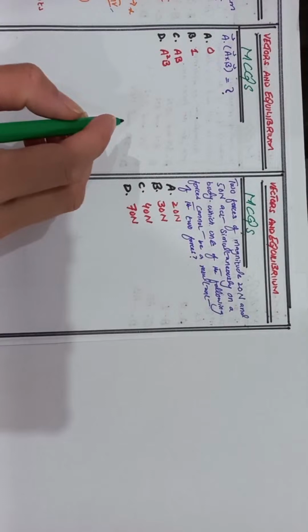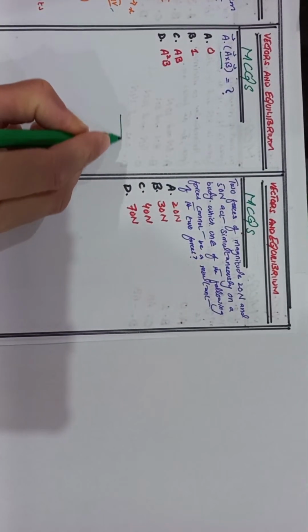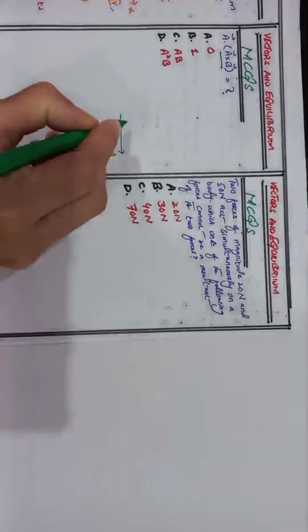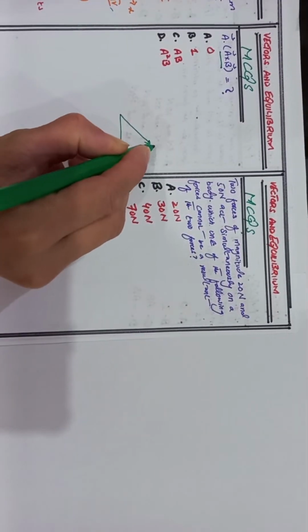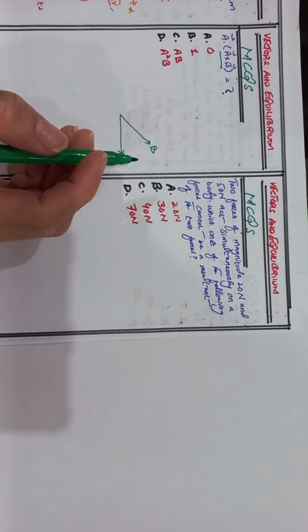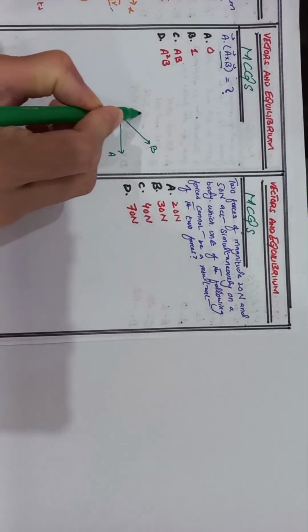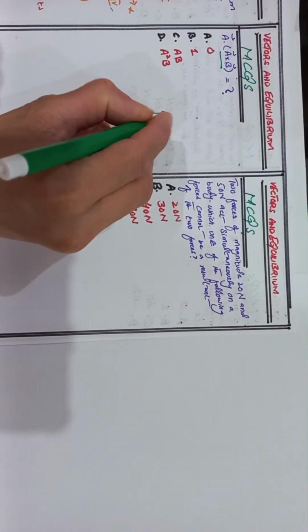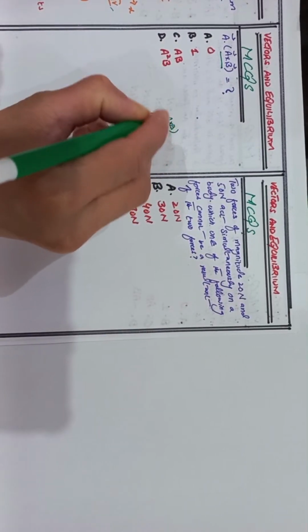Okay, now we discuss the second MCQ. Here we draw the A cross B. Two vectors we take. Here is the A vector and this is the B vector. Now we find the A cross B. We use the right hand rule to find the A cross B. So its direction is upward, that is the A cross B.